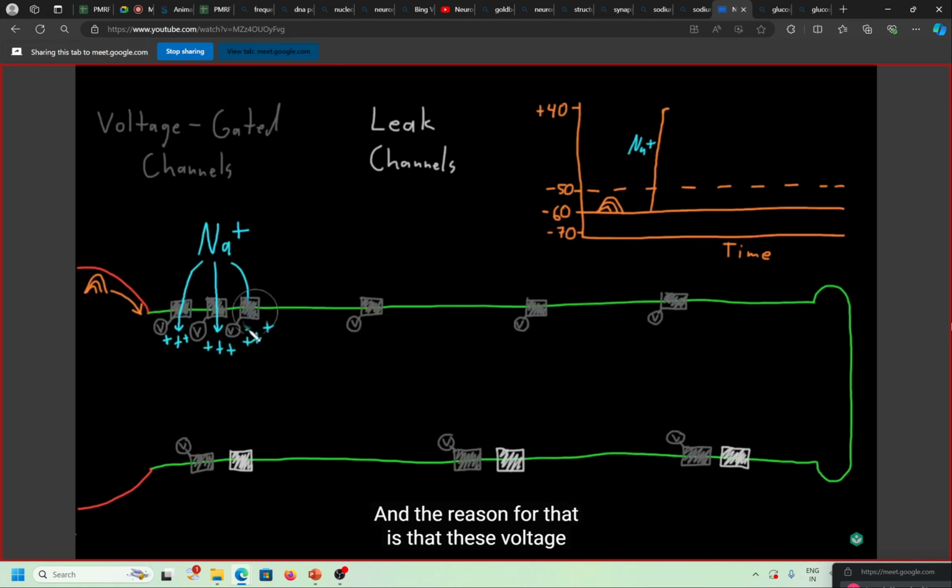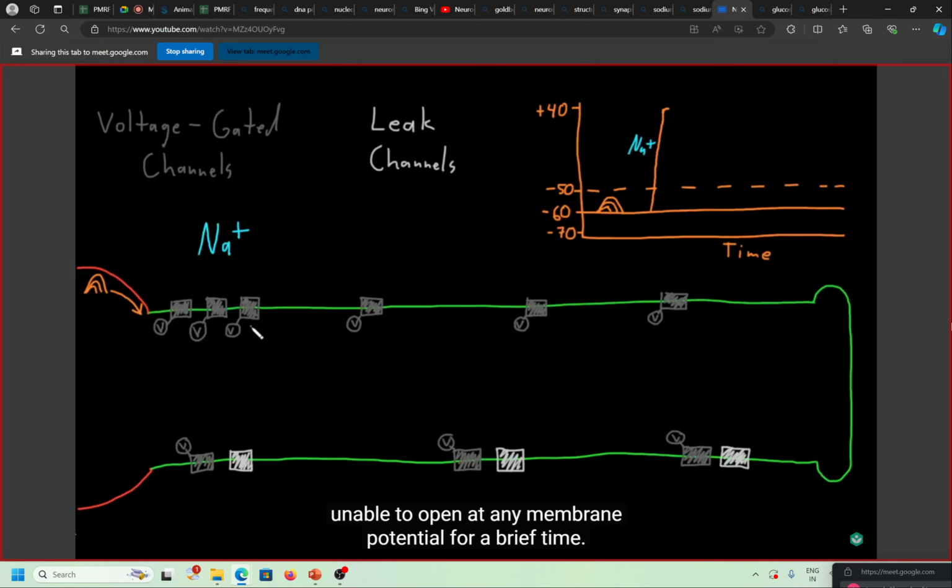And the reason for that is that these voltage-gated sodium channels automatically start to close at the higher potential values, so that sodium stops flowing into the neuron. And after they close, they're in a special state called the inactivated state, and they're unable to open at any membrane potential for a brief time. The next thing we see happen to the action potential, basically just as fast as the membrane potential went from the resting potential to the peak of the action potential, it then rapidly descends back toward the resting potential, and then actually goes farther. It goes more negative than the resting potential, and then it levels off.